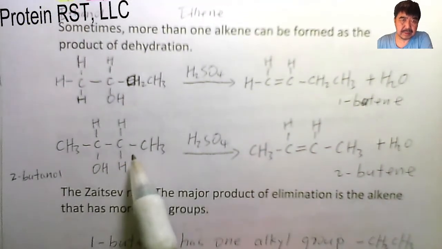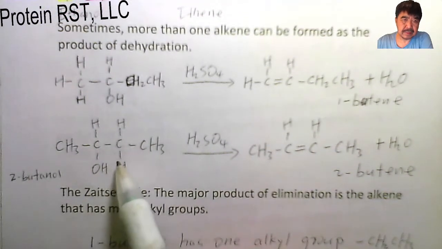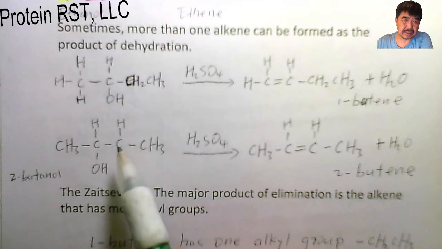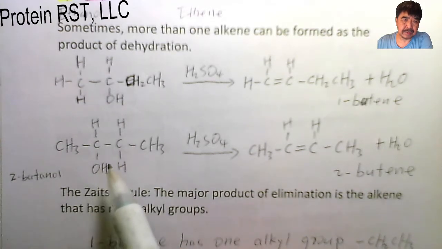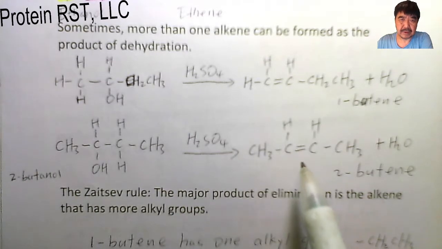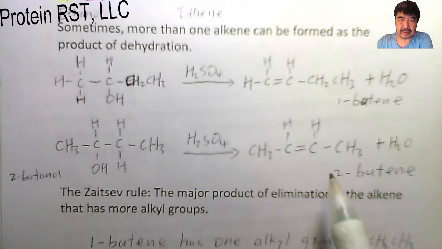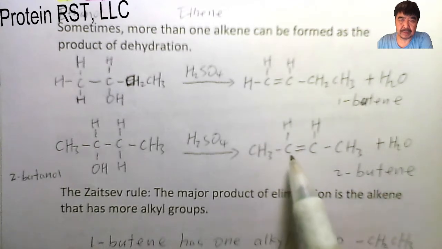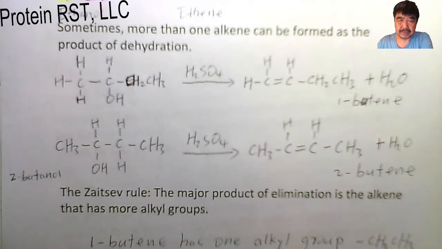This one is different. In this same molecule, but in this reaction, the hydrogen at C3 and the hydroxyl group at C2 are eliminated. So the product is called 2-butene because the double bond is between C2 and C3.